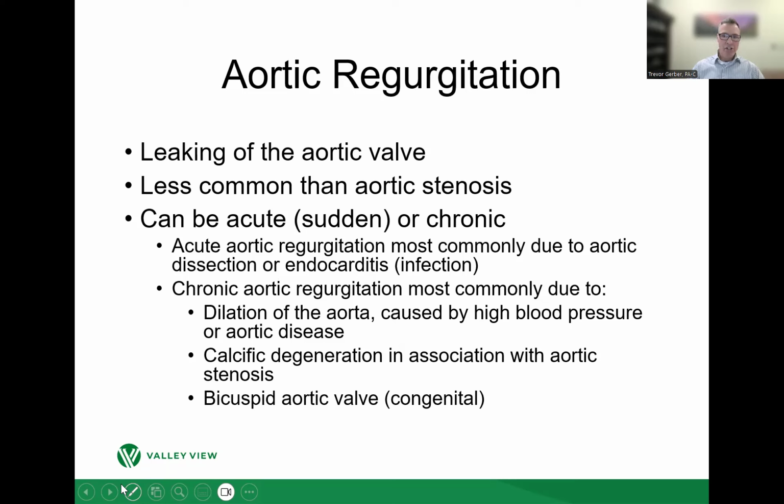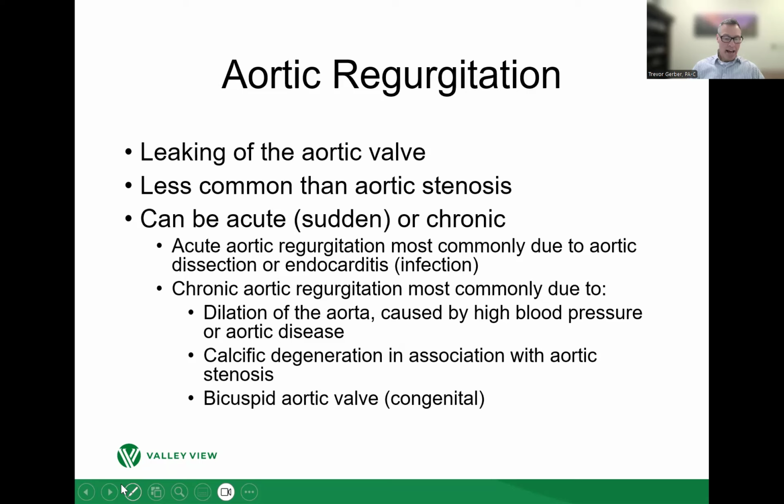Chronic aortic regurgitation is most commonly due to dilation of the aorta. This is usually associated with untreated high blood pressure or sometimes a congenital aortic disease, but with time and high blood pressure, the aorta stretches, and this stretches out the mechanism of the aortic valve, causing it to leak.